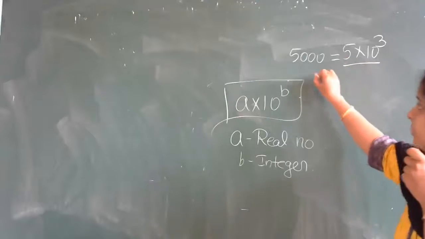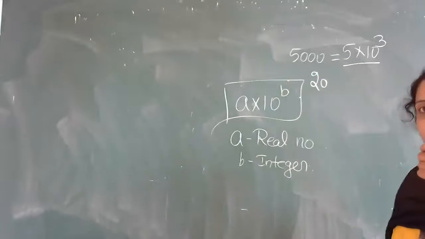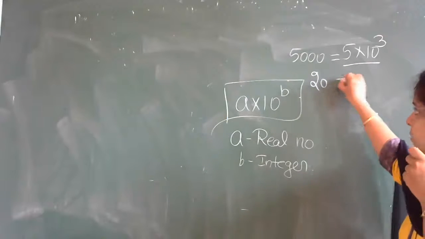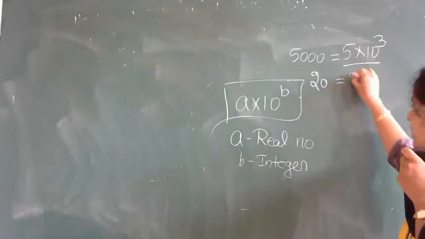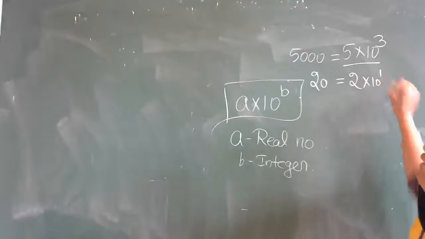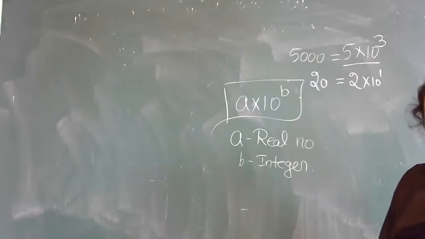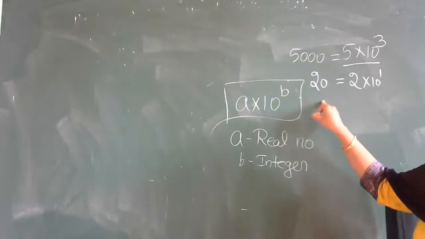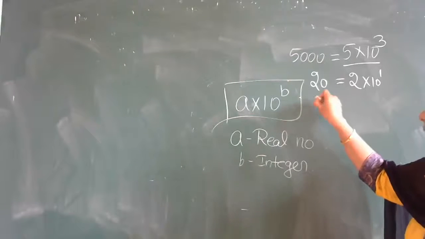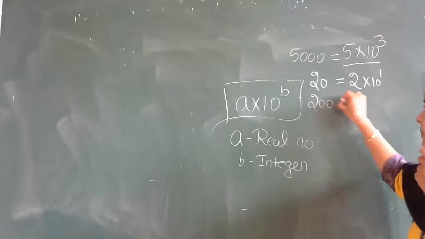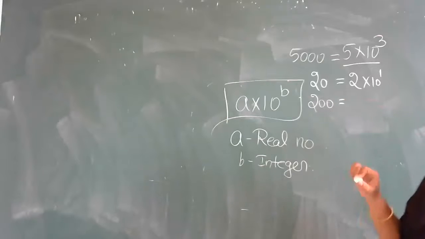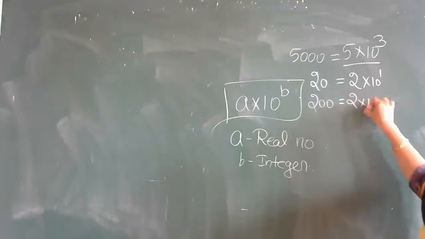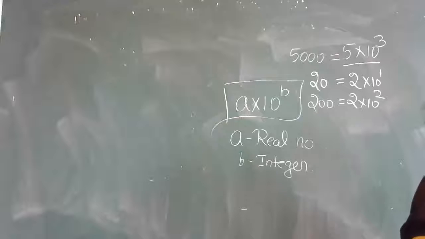Suppose you have a number something like this, 20. This 20 I can express as 2 into 10 raised to 1. The 2 into 10 raised to 1 is nothing but 20 itself. Suppose I have a number 200. This I can express as 2 into 10 raised to 2.